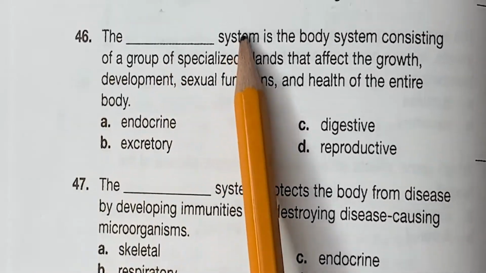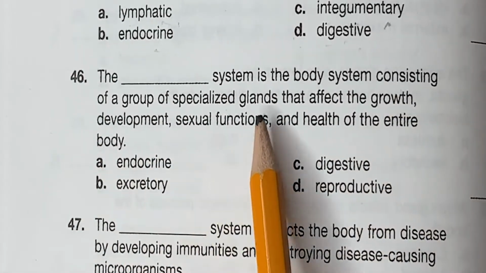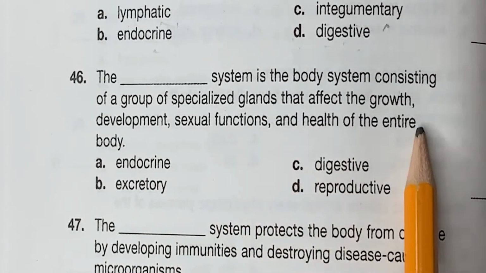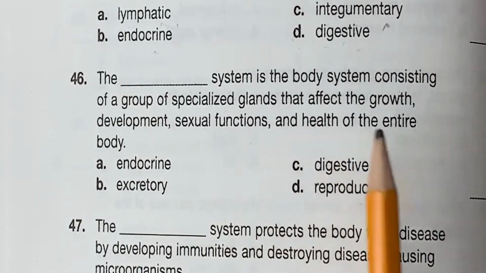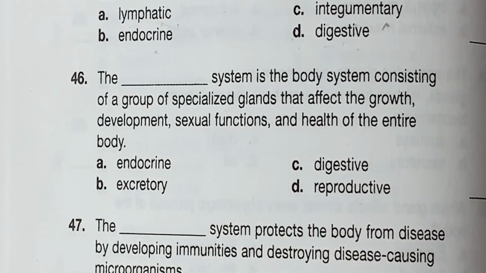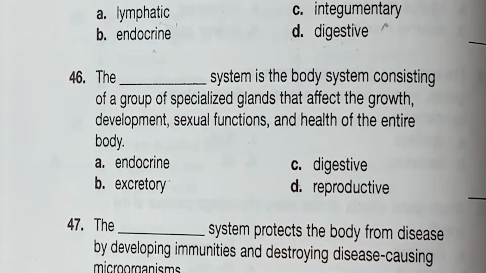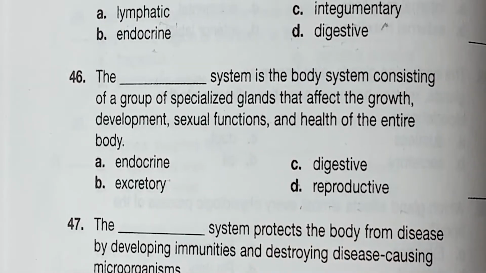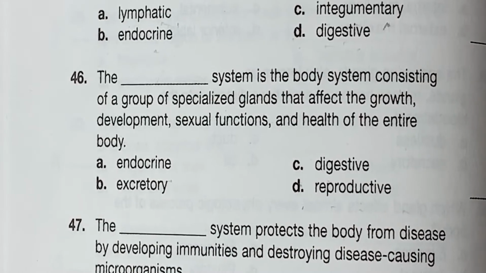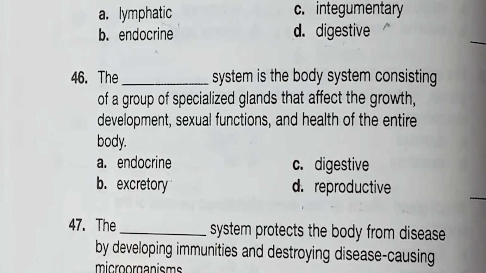46. The blank system is the body system consisting of a group of specialized glands that affect the growth, development, sexual functions, and health of the entire body. Is it A, the endocrine, B, extraordinary, C, digestive, or D, reproductive? And the correct answer is A, the endocrine.